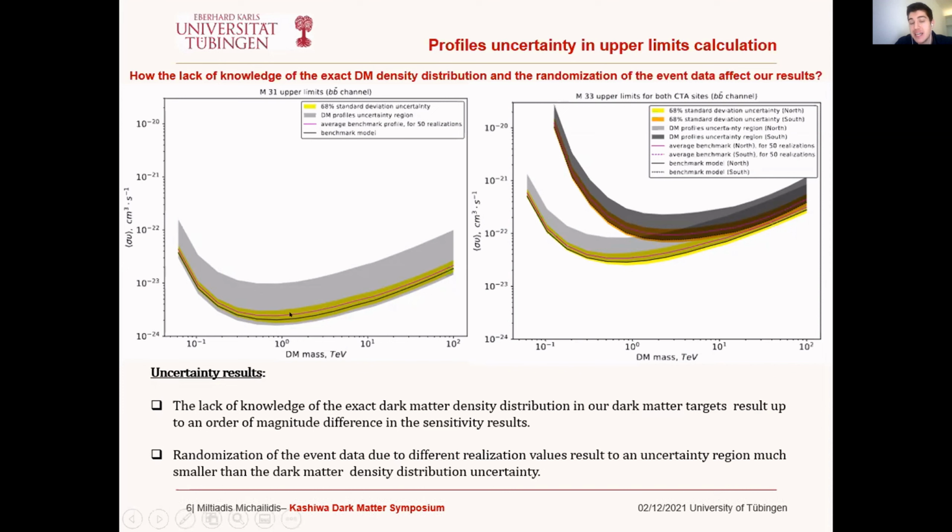And we obtained this yellow uncertainty region, which is actually negligible in comparison with the uncertainty from the different dark matter density distribution profiles. The red and magenta lines here are just the benchmark profile for the Astro profile and for the mean value inside this yellow uncertainty region.